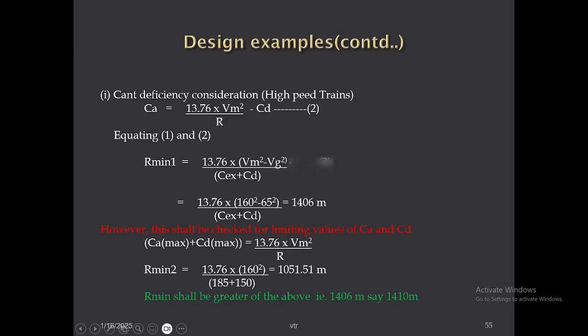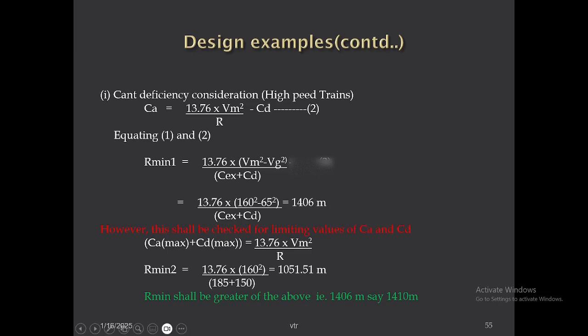Normally we should get the flatter one only, because the previous R minimum we calculated considered both cant excess and cant deficiency. Now for the high speed train, considering cant deficiency, we have checked and got R minimum equal to 1051.51 meter. However, we have to provide only the greater one, that means a flatter radius, for the safer side.